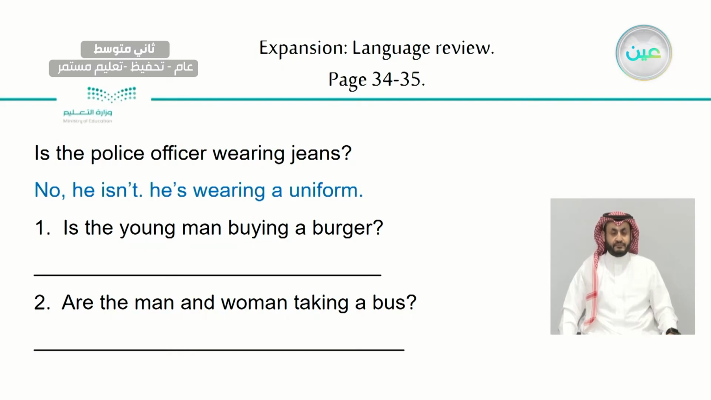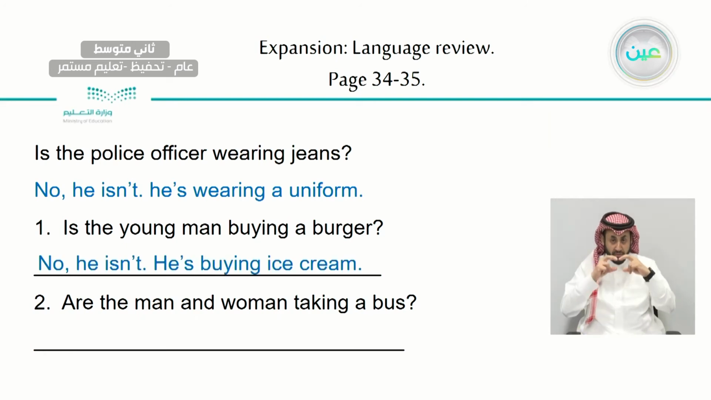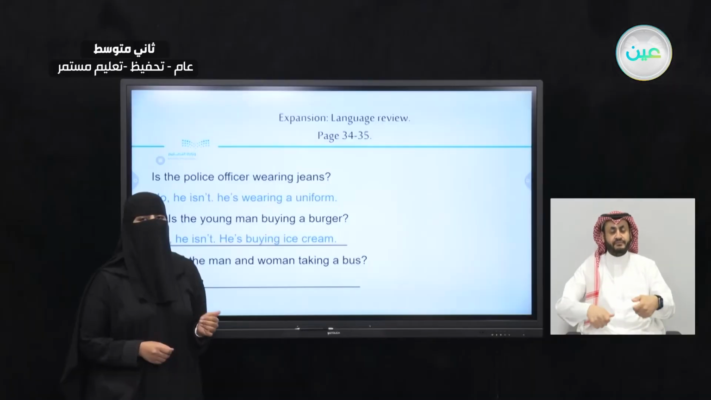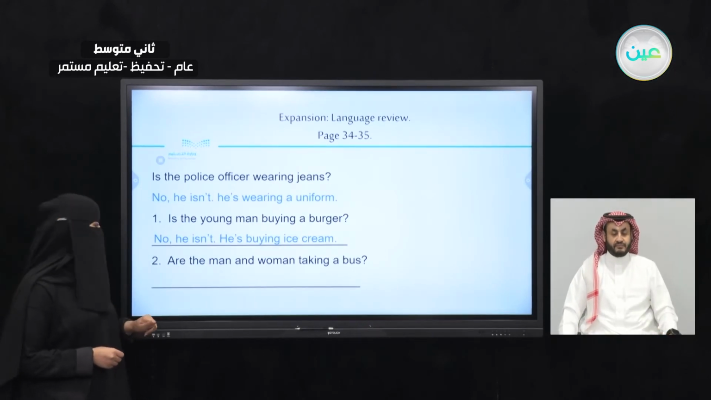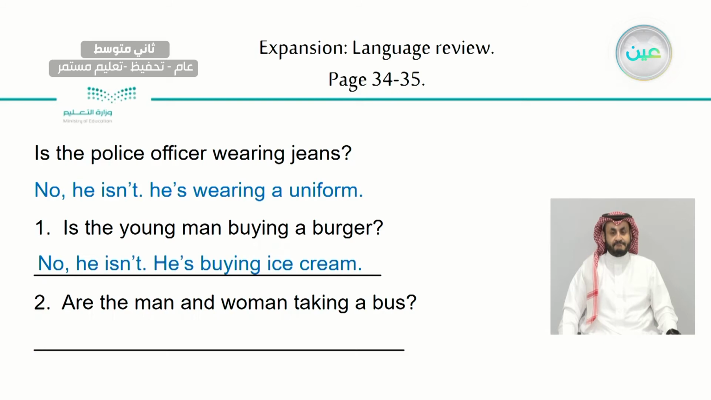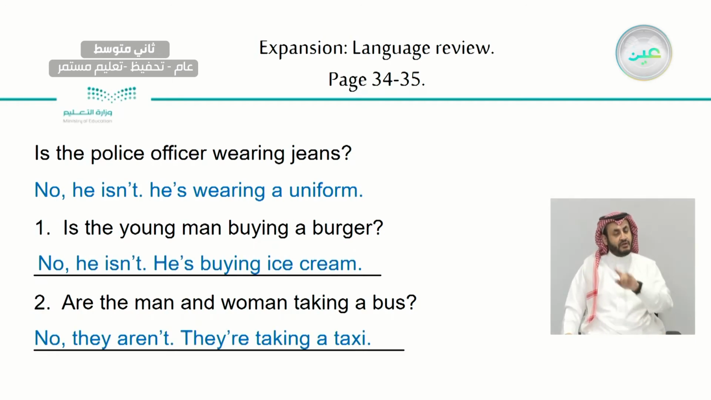Now, how about the next question? Is the young man buying a burger? From the pictures, no, he isn't. He's buying ice cream. How about the next question here? Are the man and the woman taking a bus? Was the vehicle in the picture a bus? No, they aren't. They're taking a taxi.